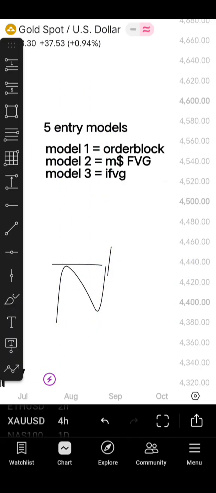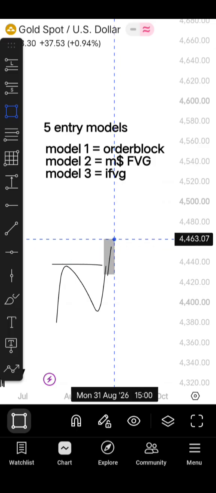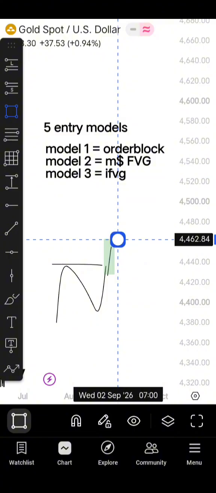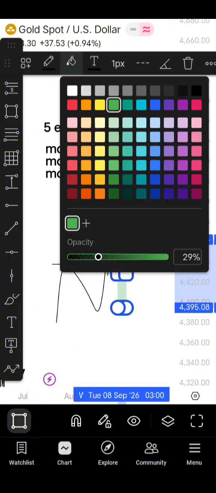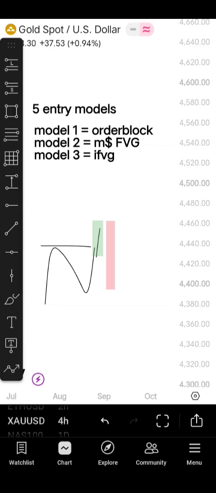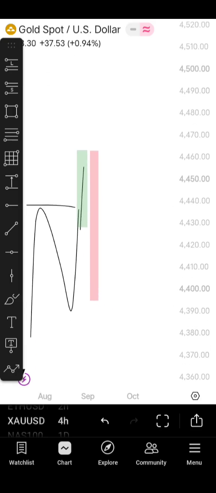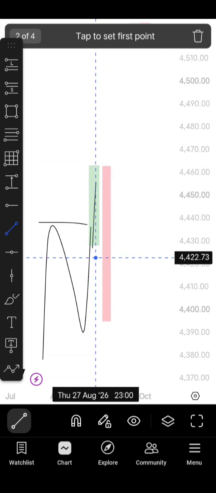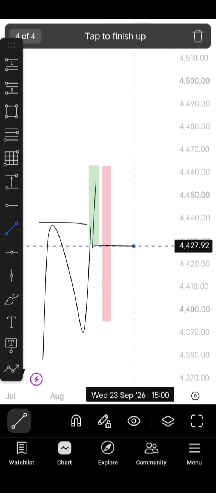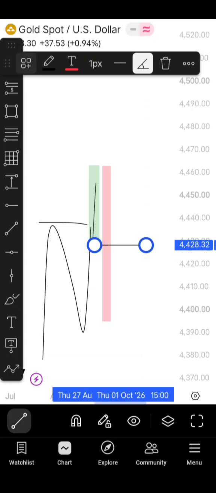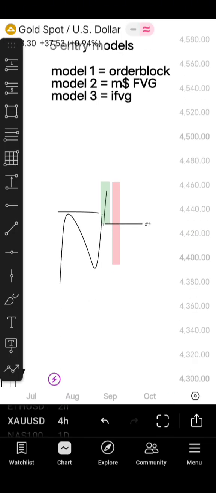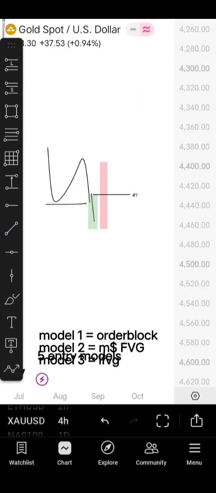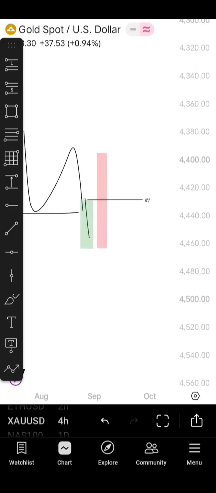For example, you have a turtle soup. You get the bullish candle here, and then price reverses and closes below this candle, this green candle. So when the price comes below and closes below this candle with the first movement or a big thick candle, then this candle will be your model 1. Model 1 is simply an order block. Then this will be your order block, and it's the vice versa for the bearish scenario.